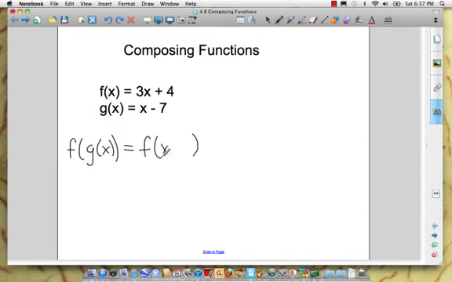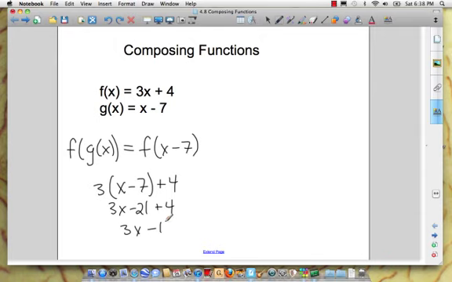So x minus 7. Okay, and then that's what we've been working on already. You now take x minus 7 as your input for the f rule. So the f rule says you're going to do 3 times the input, which is now x minus 7, and then you're going to add 4. Or 3x minus 21, using the distributive property, plus 4. And then combining like terms, I get 3x negative 21 plus 4 is minus 17. So f of g of x equals 3x minus 17.